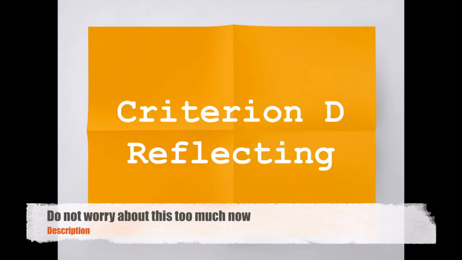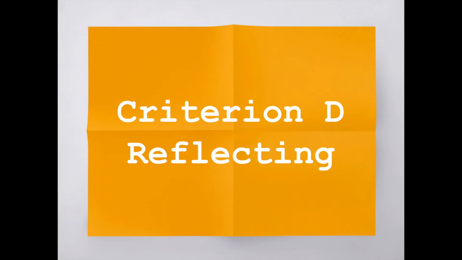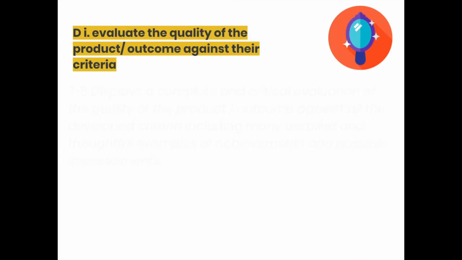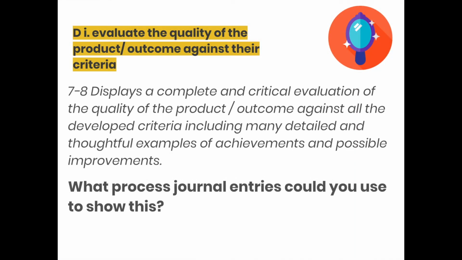And the reason I mention that is that you get to choose 10 process journal entries, but you might have noticed there's 12 strands. But I will show you how to do that here. The first one, however, you can't do that. The first one is evaluating the quality of your product or outcome against their criteria. So it's just thinking about that criteria you've made.